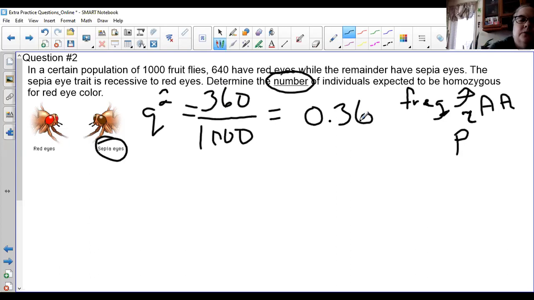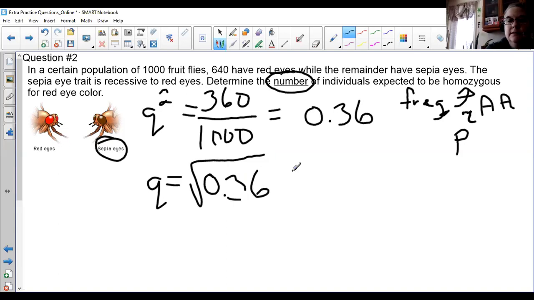Awesome. Okay, so my next step is to figure out what q is. q is equal to, okay, so we're dividing 360 by 1,000 because remember I'm looking at a frequency. What's the percentage of them? So I can't just say 360 because that's a number. I need the frequency. So 360 divided by 1,000 tells me what percentage is in that population. Okay. All right, so q squared equals 0.36, so q is the square root of 0.36, which is 0.6.